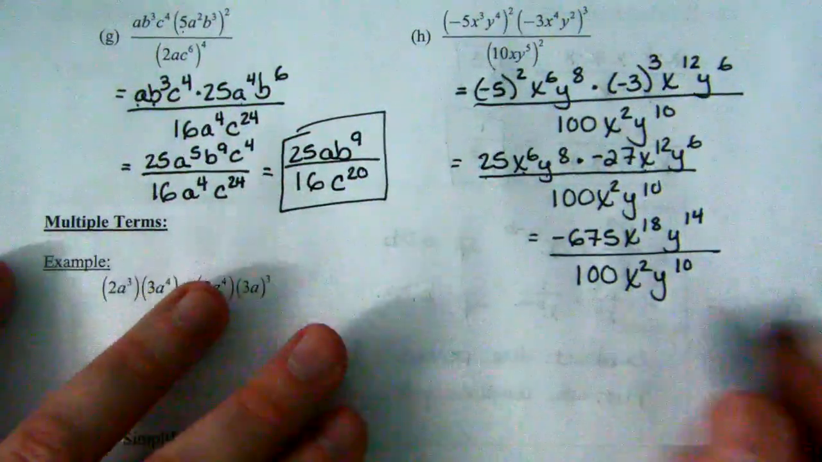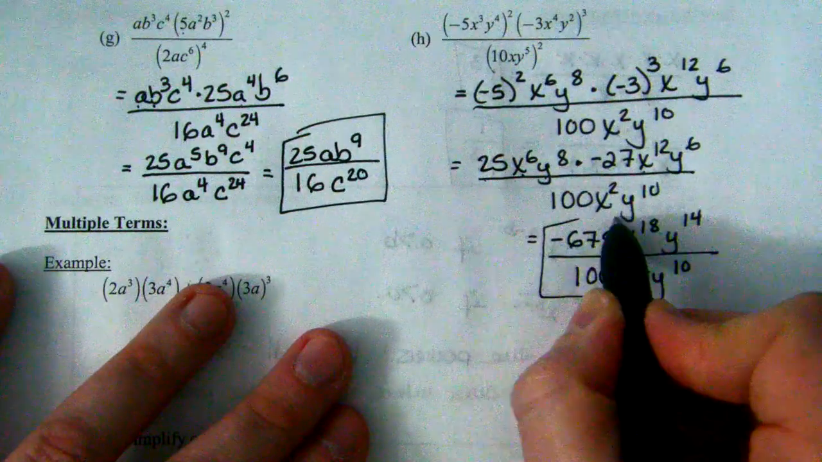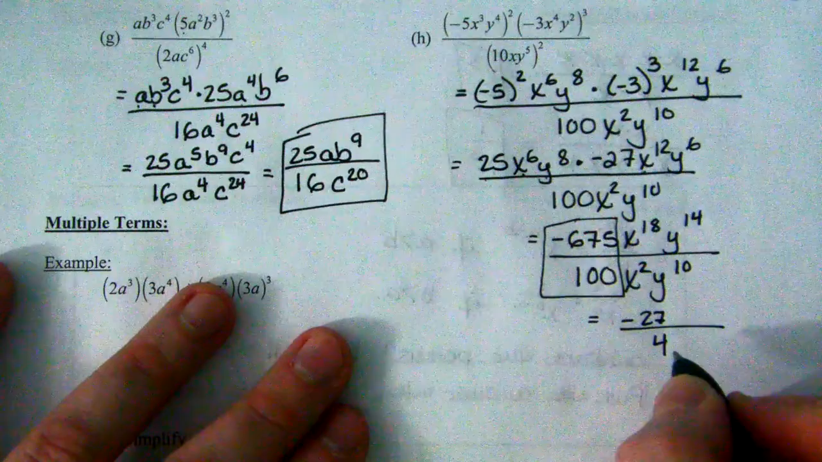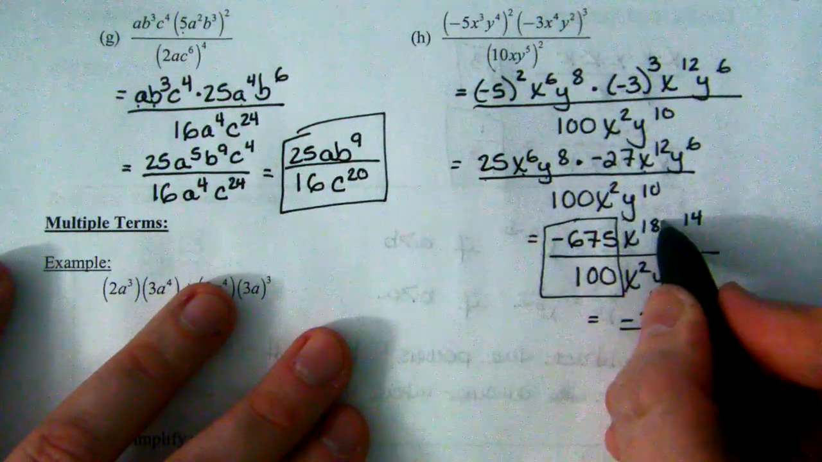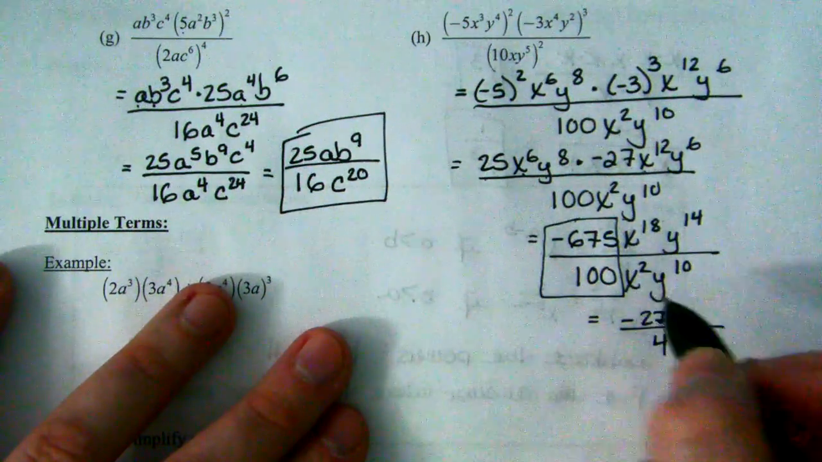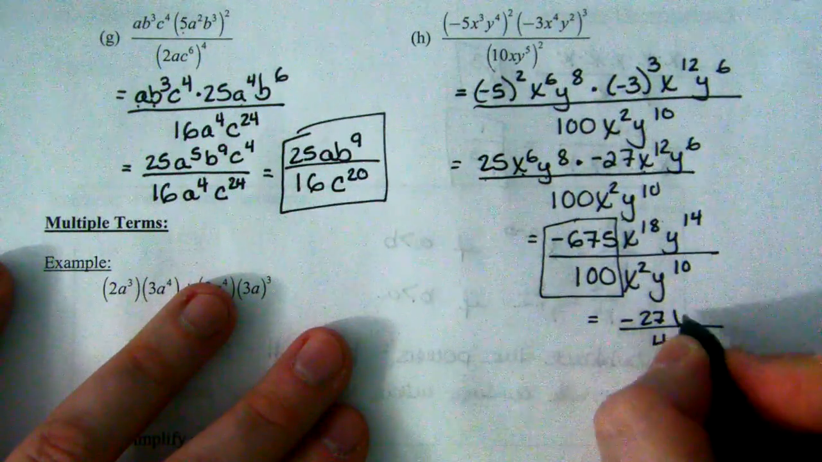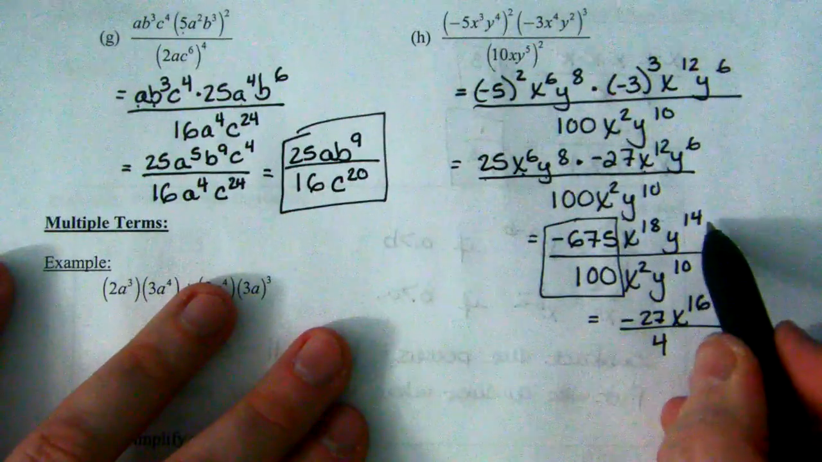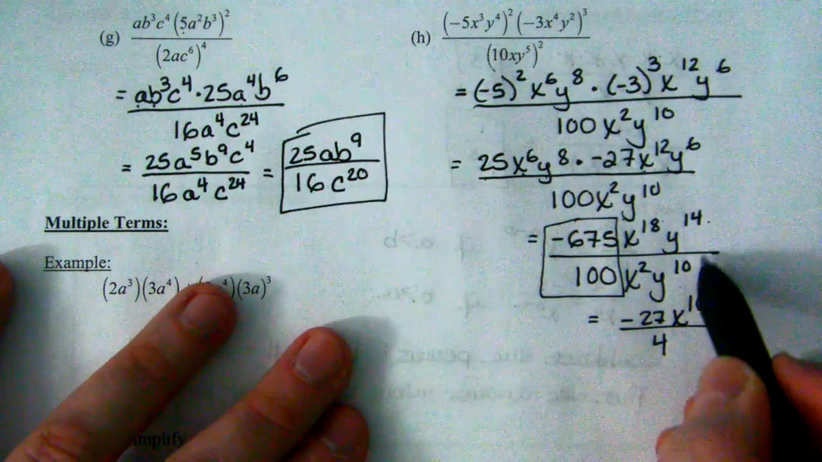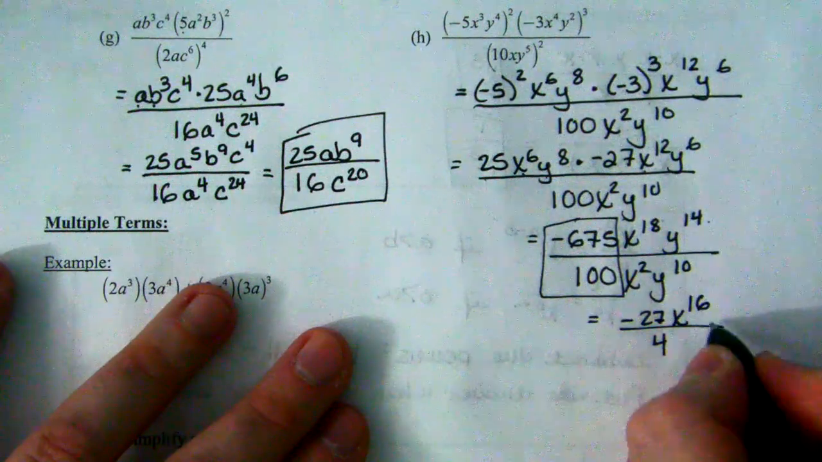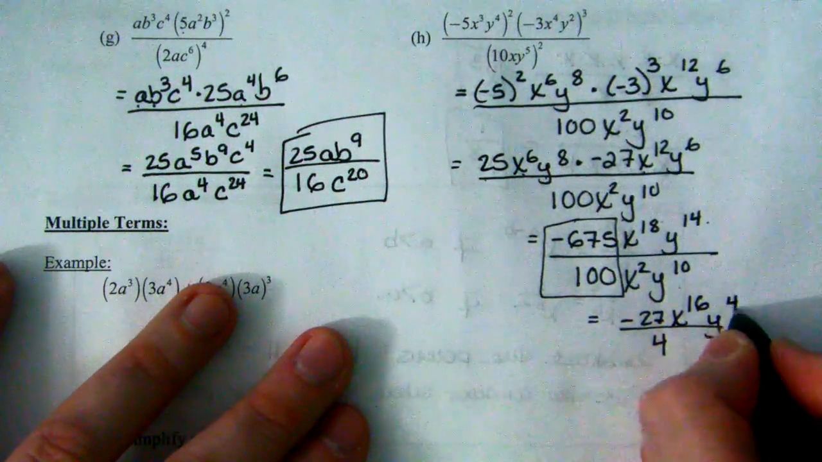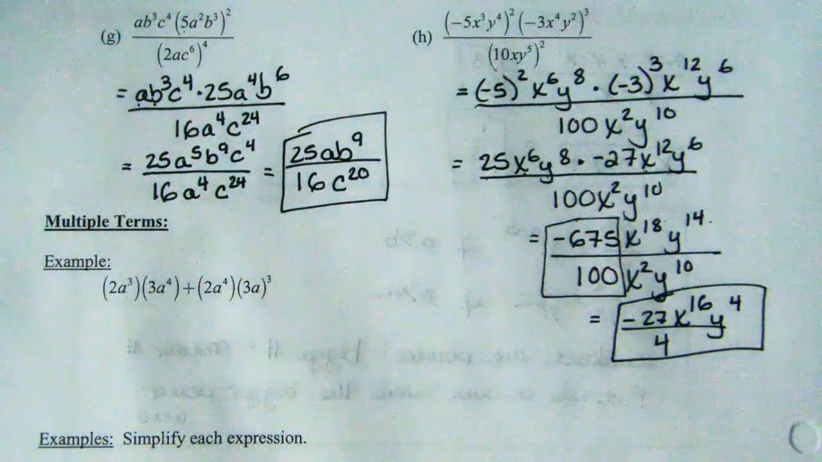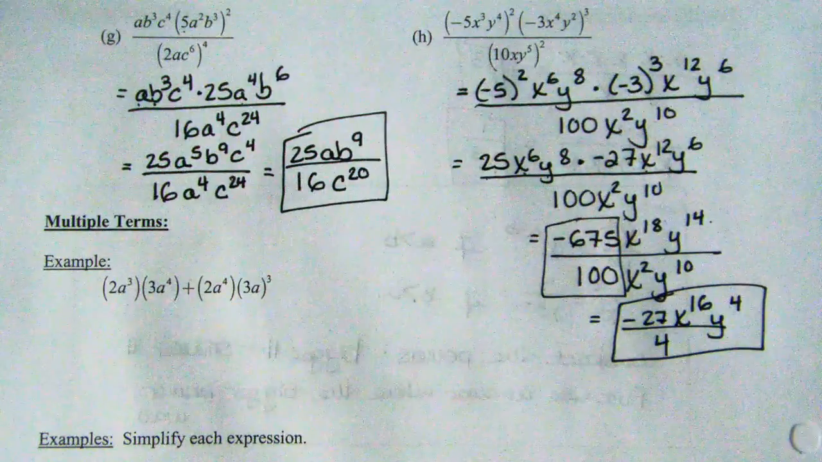Now we're going to simplify. Negative 675 over 100 is negative 27 over 4. With the x's, x to the 18th over x squared, we're going to subtract the powers, because that's what we do when we divide variables, and we're going to get x to the 18 minus 2 is 16 on the top. As for the y's, y to the 14th over y to the 10th, again, we're going to subtract the powers. 14 minus 10 is 4, which will go on the top, because the 14 has the bigger power. Our answer here is negative 27, x to the 16th, y to the 4th, over 4.